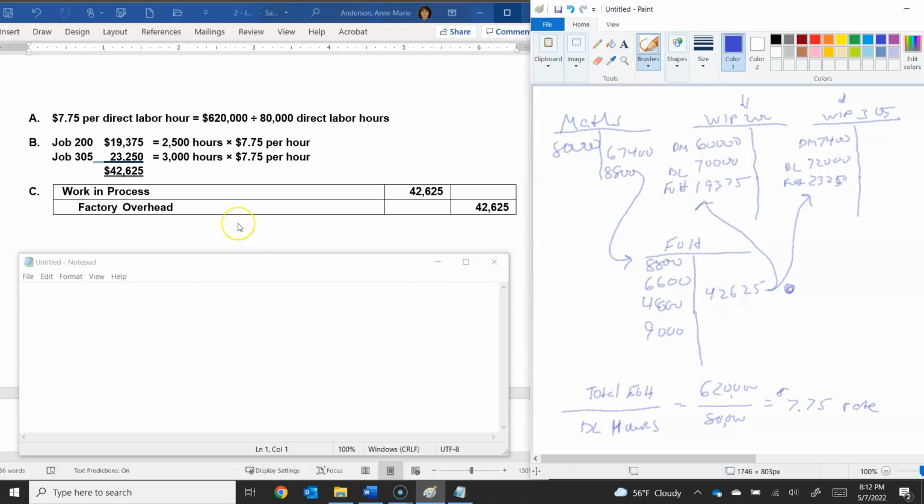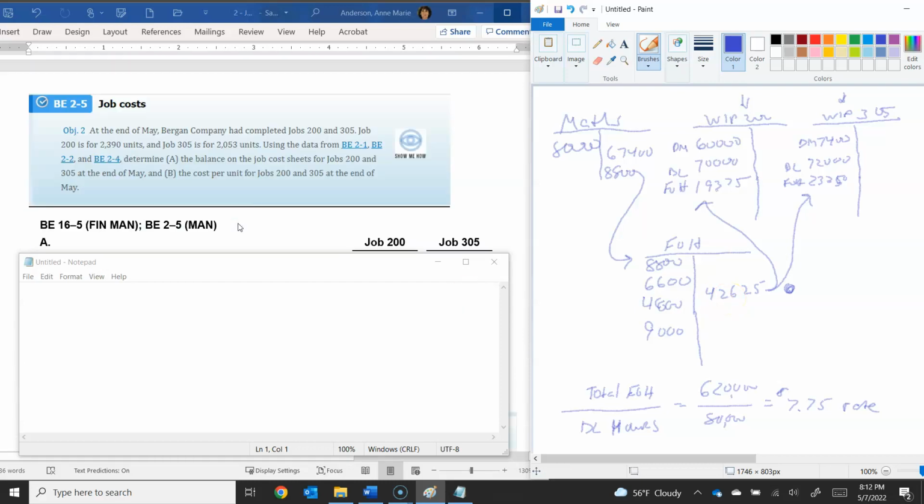All right, so now we're going to finish the job. This is the part where they're asking us, how much did this job cost you? Well, we're going to add them all up. I'll add up the cost of job 200 and job 305 to figure out how much it cost me to make this product, whatever this might be. I'm going to erase the arrow here a little bit because it's kind of in my way. Okay, let me go back to my pencil.